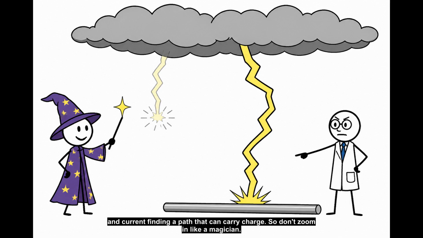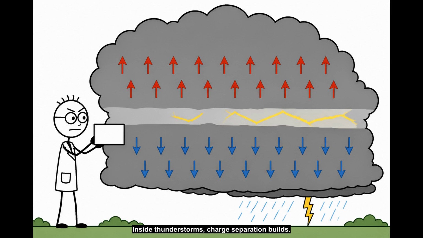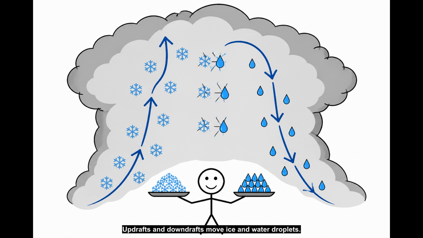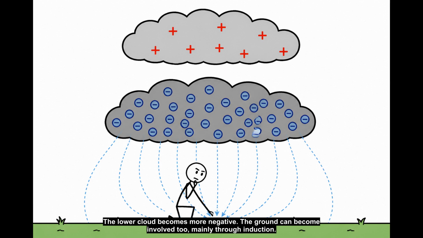So don't zoom in like a magician. Zoom in like a detective. Start with the conditions. Inside thunderstorms, charge separation builds. Updrafts and downdrafts move ice and water droplets. Collisions separate charge. Often the upper cloud becomes more positive. The lower cloud becomes more negative.